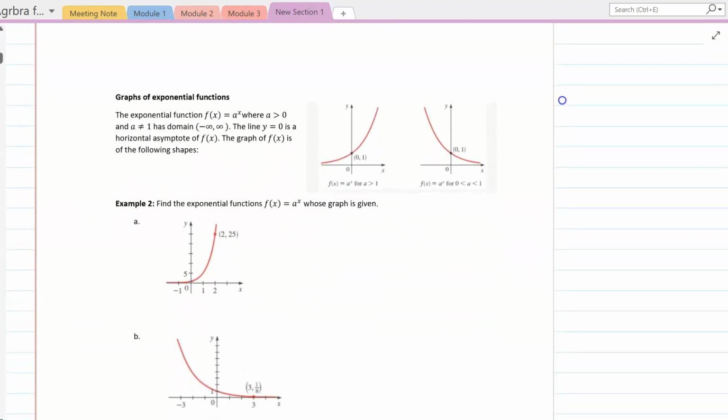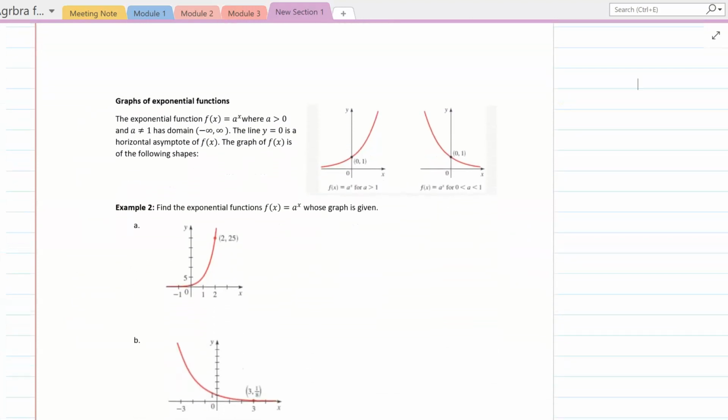Let's talk about the graph of the exponential function. Like I said, the exponential function f of x equals a to the x, where a is greater than 0 and a is not 1, has the domain from negative infinity to infinity. The line y equals 0 is the horizontal asymptote of f of x, and the graph of f of x is of the shape as in the picture.